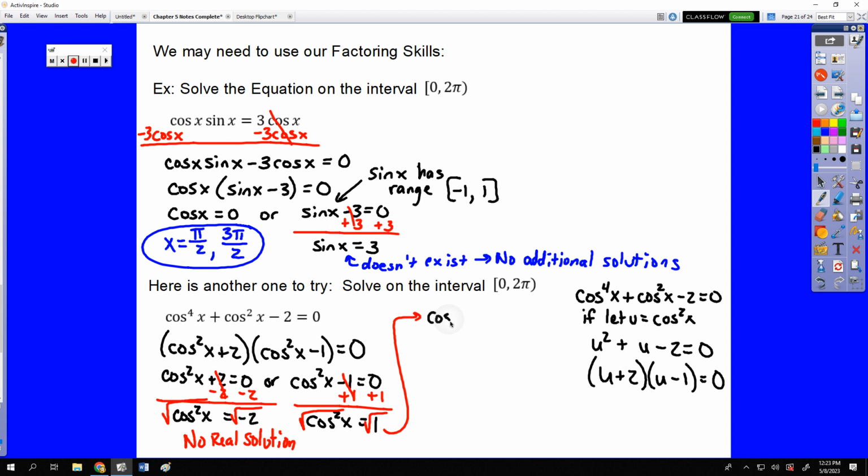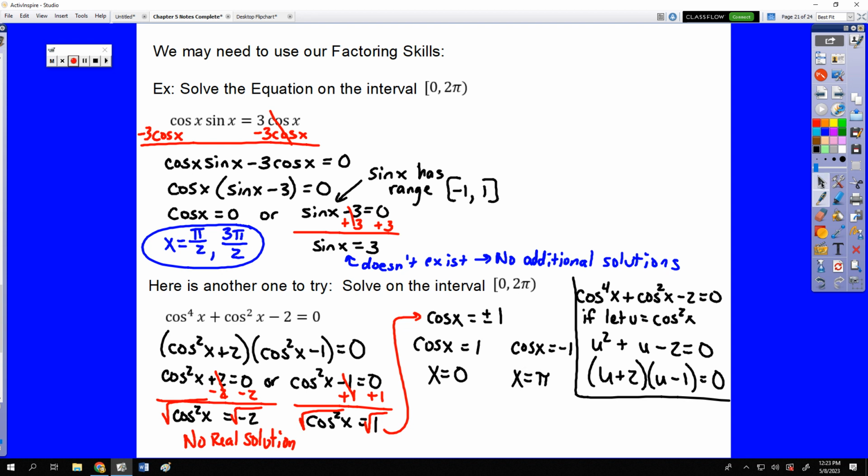So when we take the square root of the second one, we get cosine of x equals plus or minus 1, which means we are looking for where the cosine of x is equal to 1 and the cosine of x equals -1. This is side work, it's not involved. Cosine of x is equal to 1 when the angle is 0 radians. Cosine of x is equal to -1 when x is pi radians.